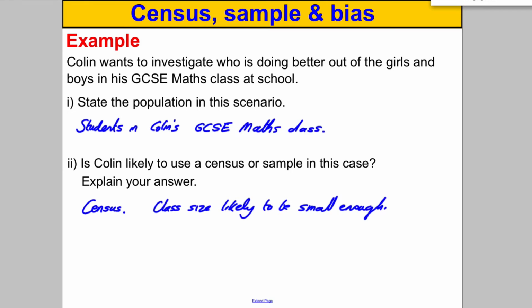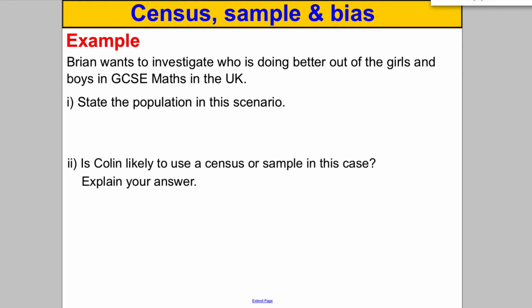Okay, and we're done. Next one. Pause the video, have a go. Well, Brian wants to investigate who's doing better out of girls and boys in the whole of the UK. So the population are the students in the UK, the boys and girls. So in this case, is he likely to use a census or a sample?